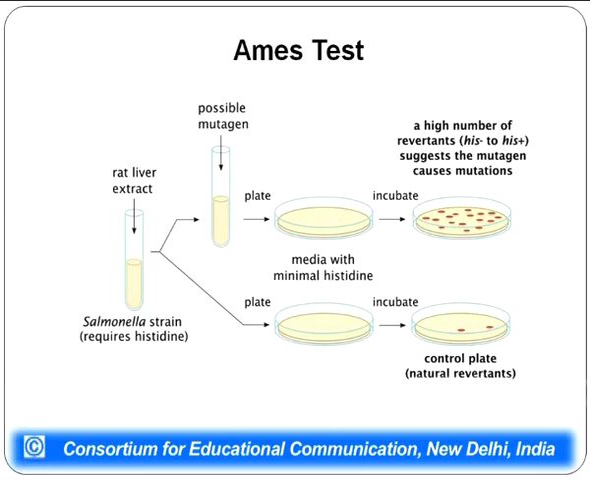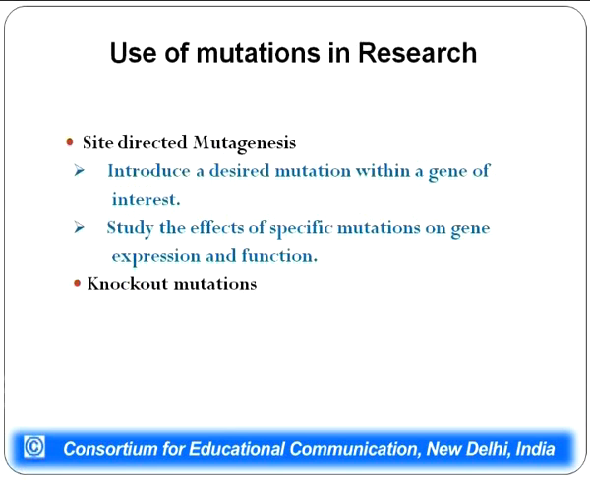For testing any chemical for carcinogenicity or mutagenicity, it is incubated with rat liver extract, because in higher organisms, liver enzymes lead to detoxification, and in this process many chemicals which were earlier harmless turn mutagenic. So this test can find out whether a chemical is mutagenic or not.